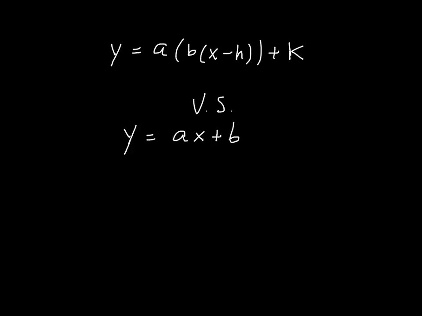Alright, so what's the difference between the standard form of a line, which is the top one, and the function form of a line, which is the bottom one? Well, in the function form, you've got more parameters. There's a, b, h, and k. And in the standard form, there's only a and b.